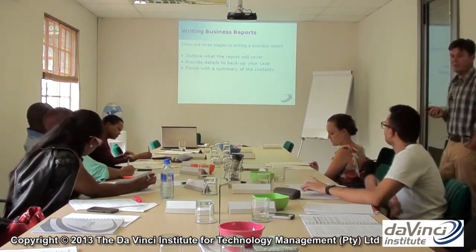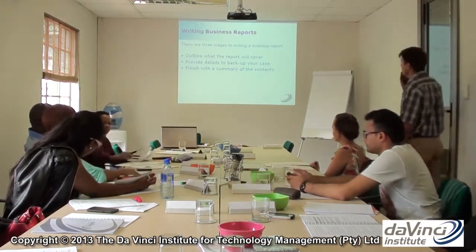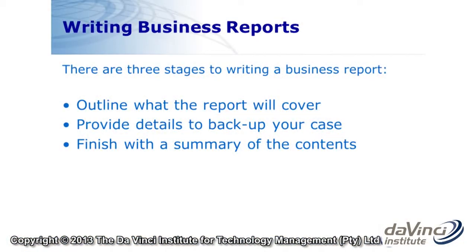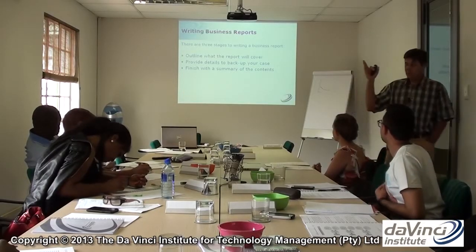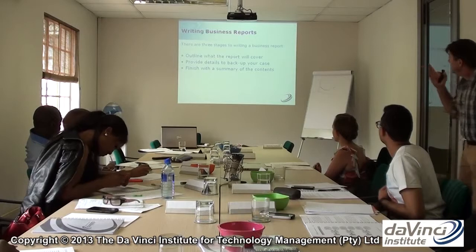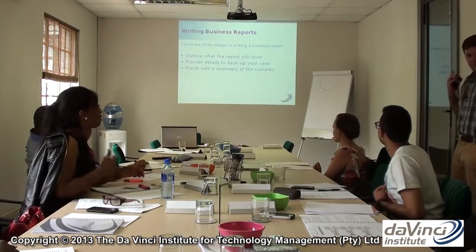Writing business reports. Lovely slide as well. Can I ask Sydney, won't you read for me, please? There are 3 stages to writing a business report. First one is outline what the report will cover. Stop there. That one statement, does it involve a lot of things? Well, it does involve a lot of thinking behind it. And the most important thing there is what? You can tell me. Just outline. Yes, our outline.